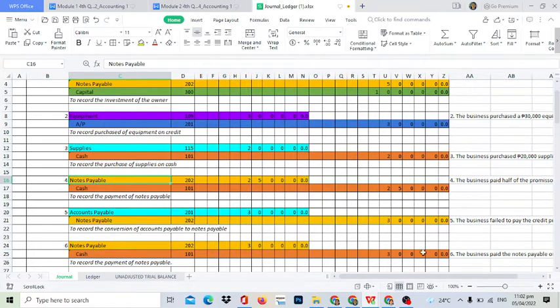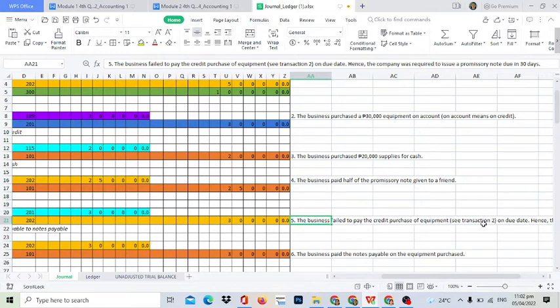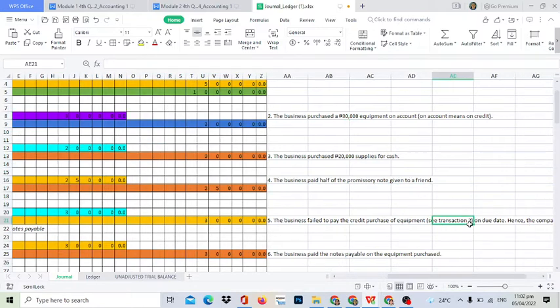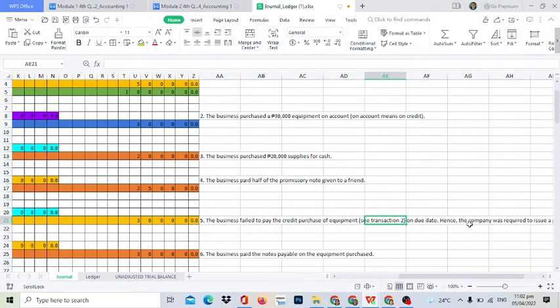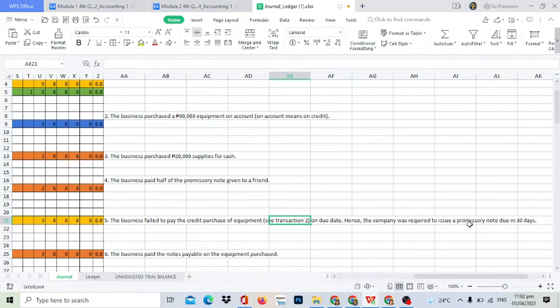Okay? Now, yan din po yung explanation: to record the payment of notes payable. Okay, so for number 5, the business failed to pay the credit purchase of equipment. Ito naman po yung nasa number 2. He purchased an equipment amounting to 30,000 on credit. Okay? Pagdating po sa number 5, hindi po nakapagbayad yung business sa kanyang liability, which is the equipment, on due date, kasi may due date po yun. So, ano pong ginawa po ng company? Hence, the company was required to issue a promissory note due in 30 days.